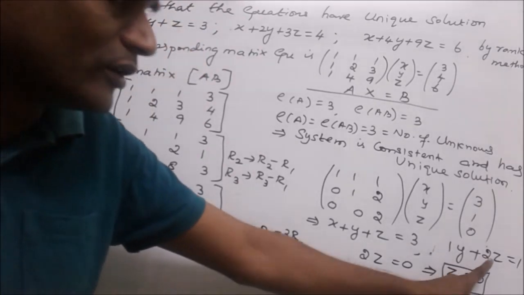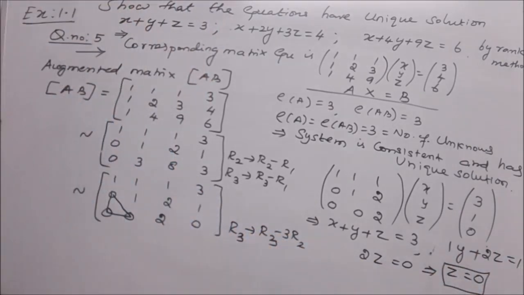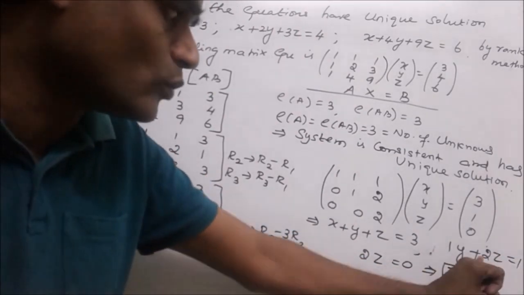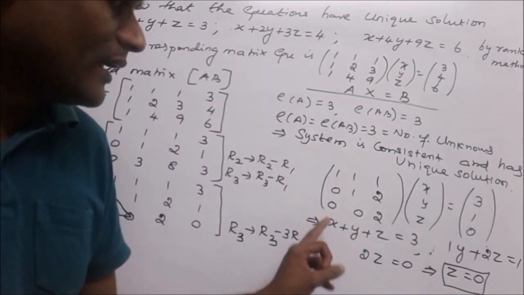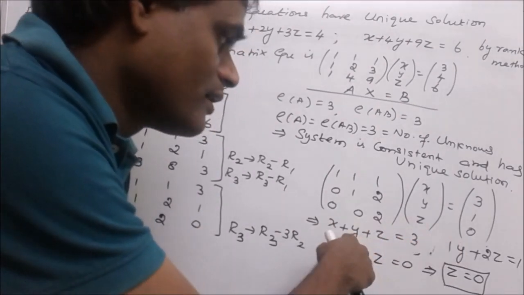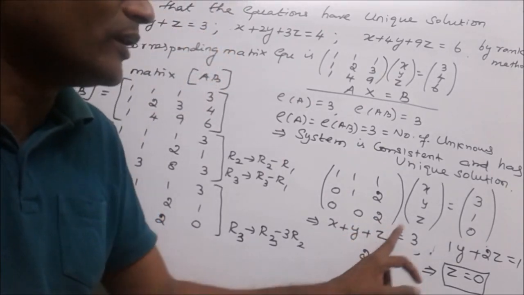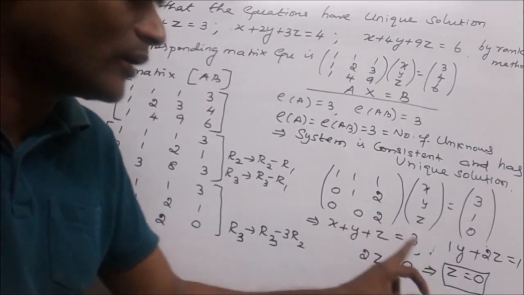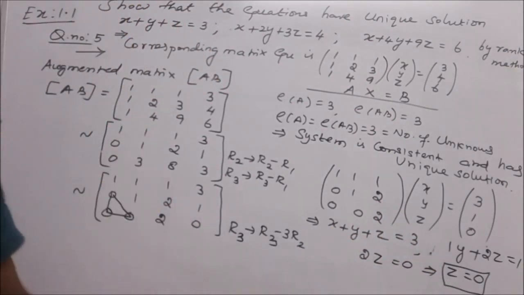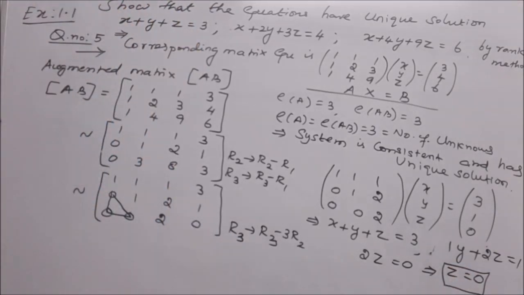Now substituting z equal to 0 in the second equation, we get y equal to 1. Therefore z equal to 0, y equal to 1. Again substituting z and y in the first equation, x plus y becomes 1, z becomes 0. So x plus 1 plus 0 equal to 3, then x plus 1 equal to 3, then x is equal to 2. Therefore the solutions are x equal to 2, y equal to 1 and z equal to 0.